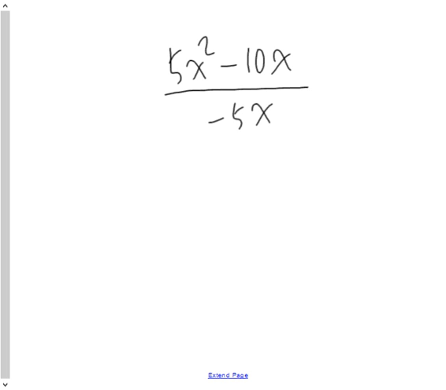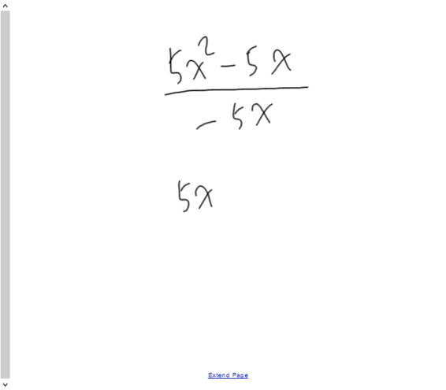Another type of question would be something like this. If I gave you 5x squared minus 5x divided by negative 5x, and I asked you, will this simplify to be a monomial, a binomial, or a trinomial? Actually, let's change that out. What if I gave you this question here and said, will this become a monomial, a binomial, or a trinomial when I simplify it? Okay. So here's the work you would have to show.